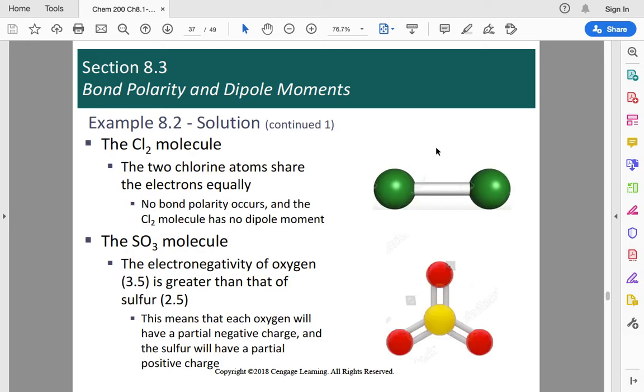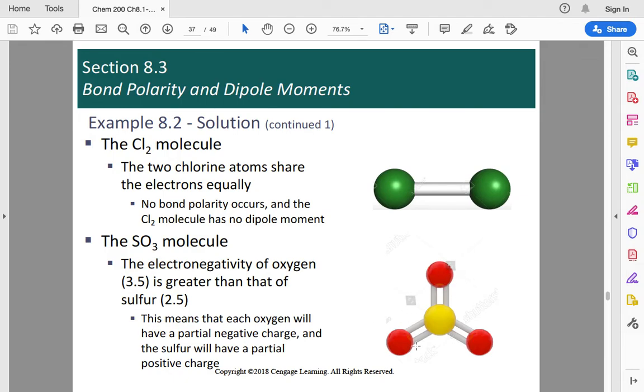Cl2. Now remember, Cl2, that means chlorine here and chlorine here. Chlorine is very electronegative, but this would be like the football player pulling tug of war with another football player. They're equally matched for each other, so there's no slightly positive, slightly negative. So there's no polar bond, and there's no dipole moment. There's no overall polarity to the molecule.